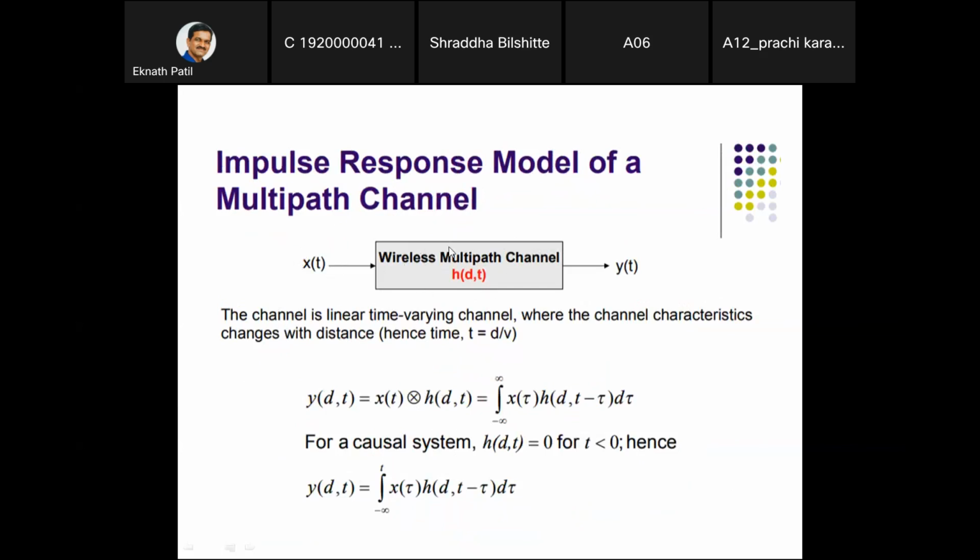The wireless multipath channel has a response h(d,t), and y(t) is the received signal. The channel is a linear time-varying channel where the channel characteristic changes with the distance, and hence t is equal to d by v. That is, time is equal to distance divided by the velocity.